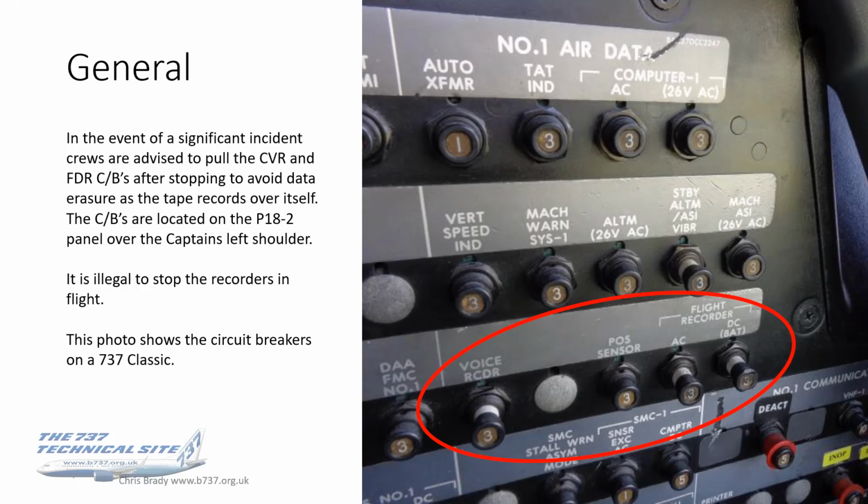For the flight recorder, you probably see two circuit breakers, the AC and the DC. I'll tell you, and I'll explain in a moment, that the position sensor is also to do with the flight recorder. So there's potentially three circuit breakers there. So which ones do you pull? Well, I'll explain. I should say that it's illegal to stop recorders in flight. So this should only be done by crew after a significant incident.